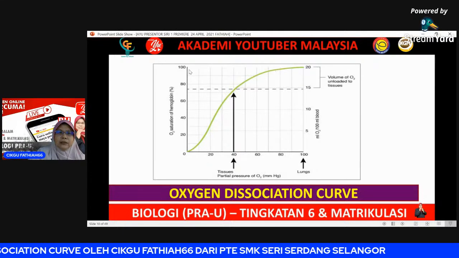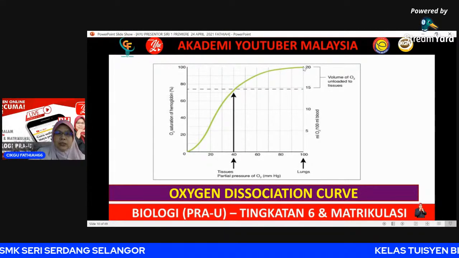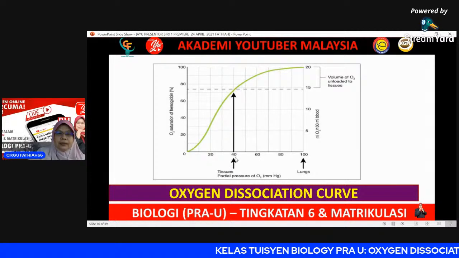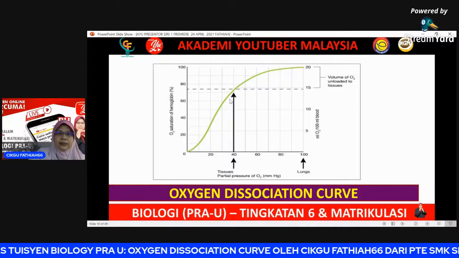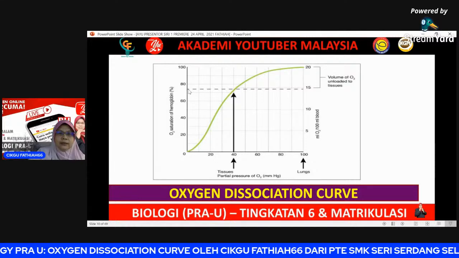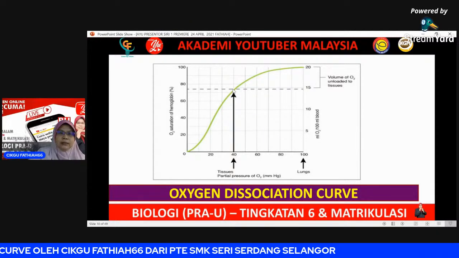So what is the saturation here? 95%, yeah. Actually, it does not reach 100% in the real situation, yeah. 95%. At this value of the partial pressure of oxygen, 40 millimeters of mercury, the saturation of hemoglobin with oxygen is just 78%.